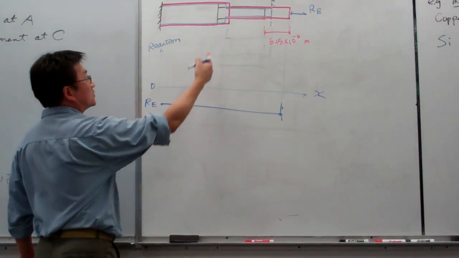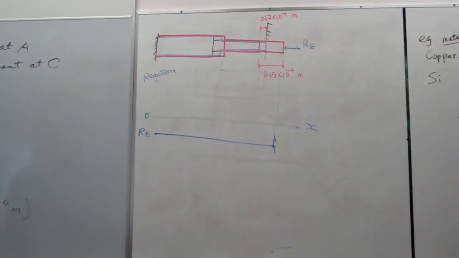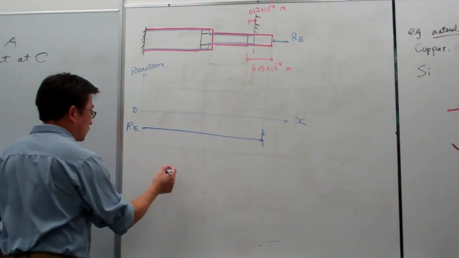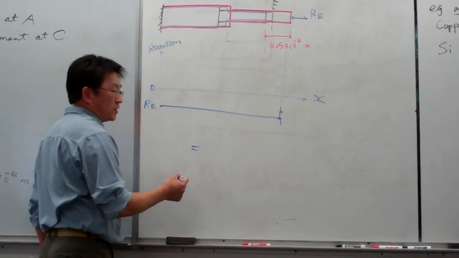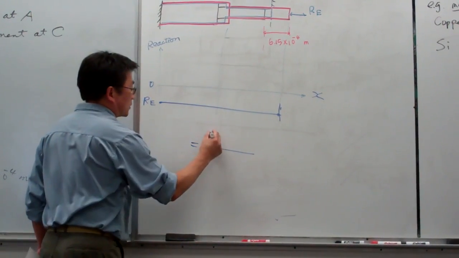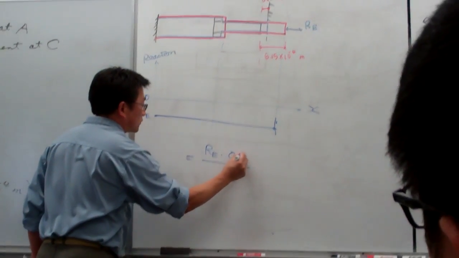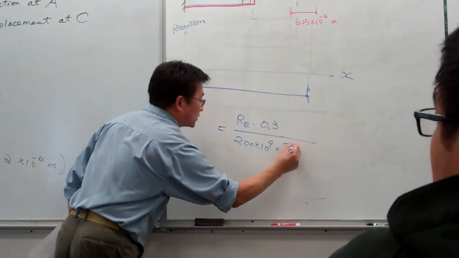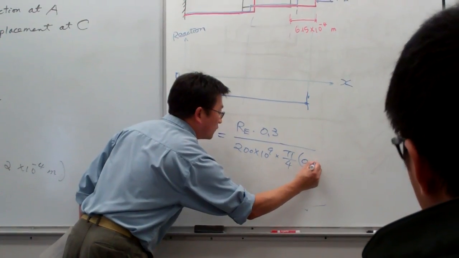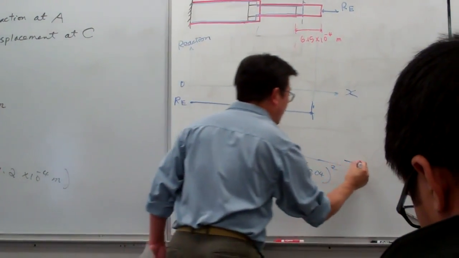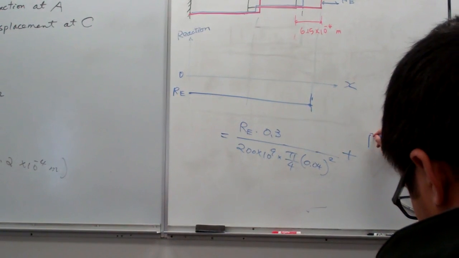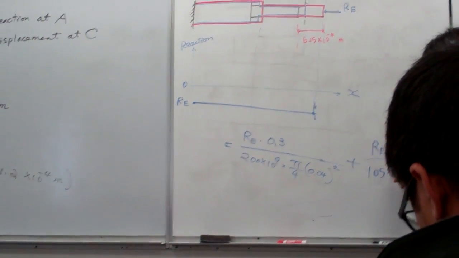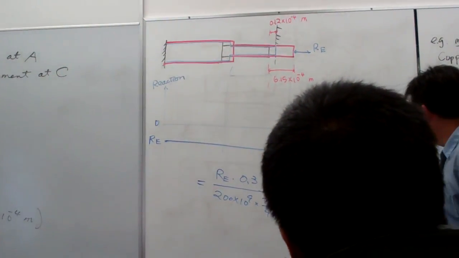And so for this blue, the model in the blue color, RE is to compress throughout the two sections. So that means here we can tell using our P over EA: for the first segment, the force is RE, and L is 0.3 meters, E equal to 200 times 10 to the 9th, and A is pi over 4 times 0.04 meters squared. For the second segment, the force is RE, L is 0.2, E is 105 times 10 to the 9th, and A is pi over 4 times 0.04 squared.